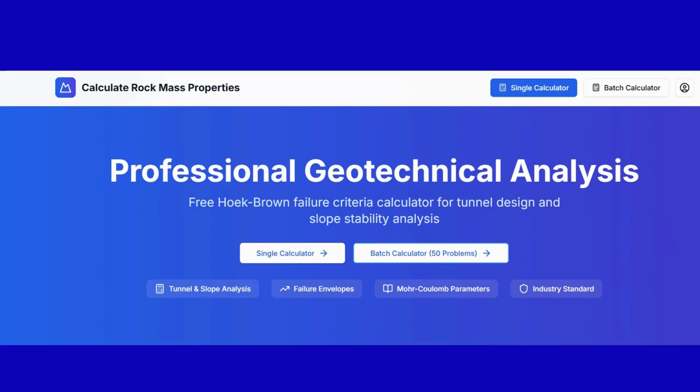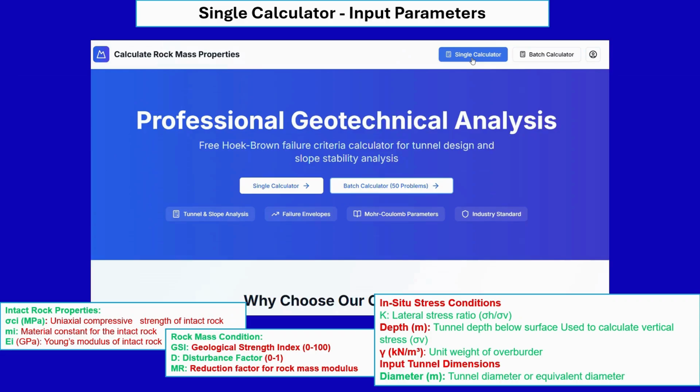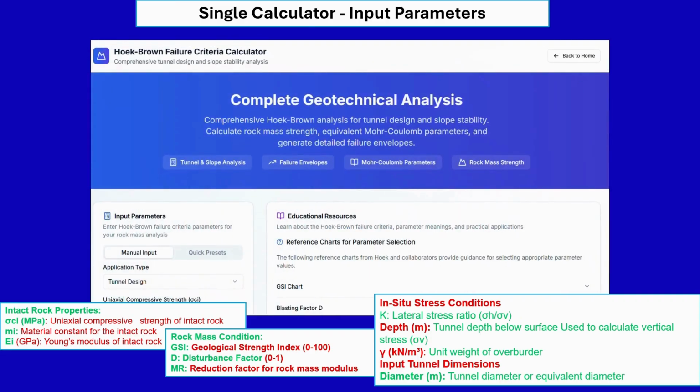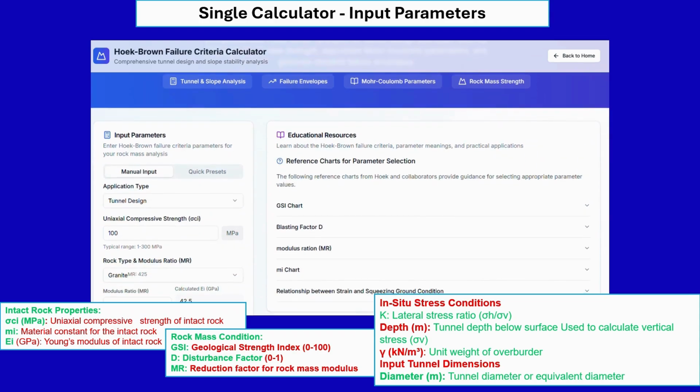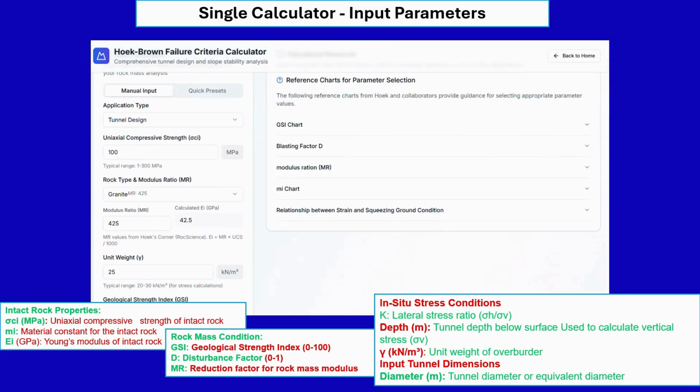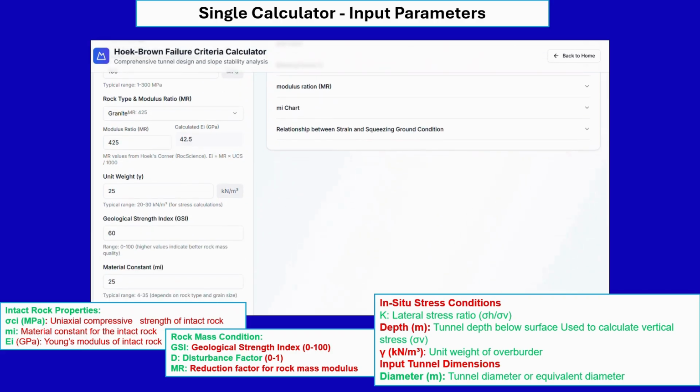and batch calculator. Single calculator generates results only for a single problem, whereas with the batch calculator you can go up to 50 problems. In this video, we will see the input parameters required for calculating rock mass properties. On the left side of the panel, we need to incorporate all input values. As you can see on the slide, the input parameters are mentioned.